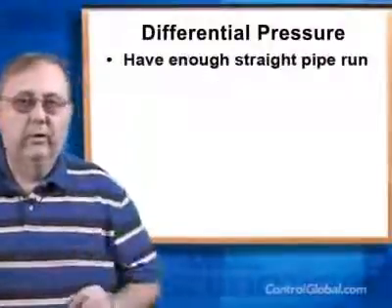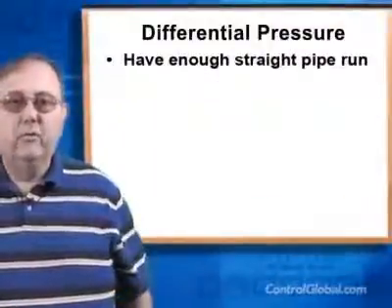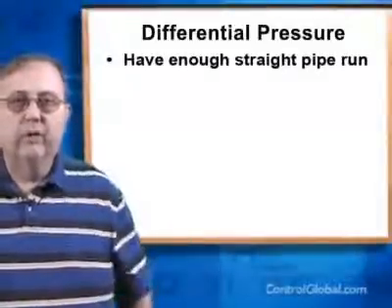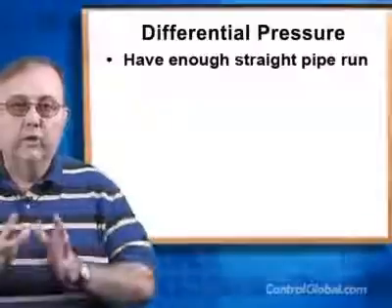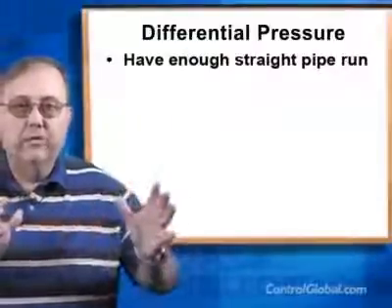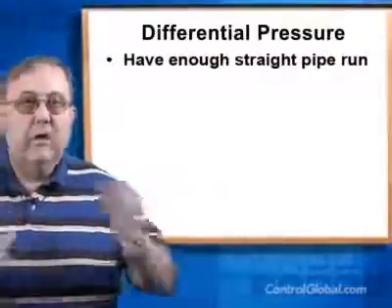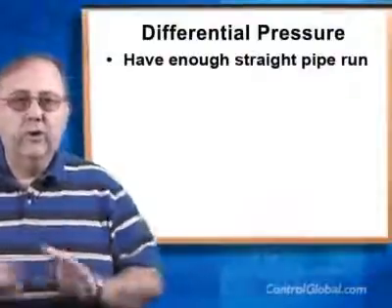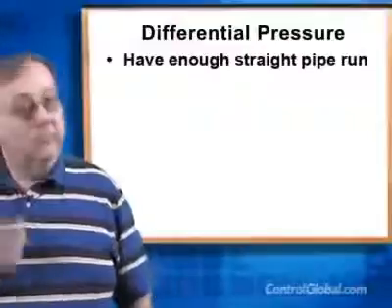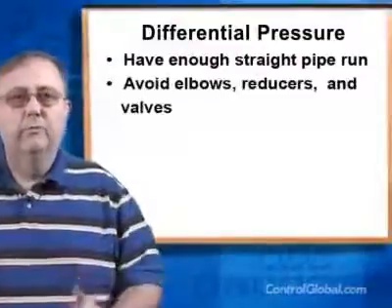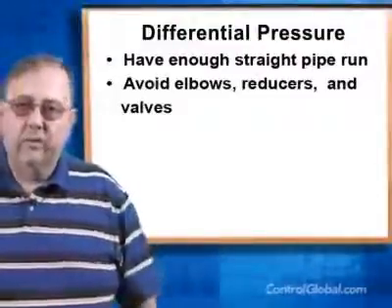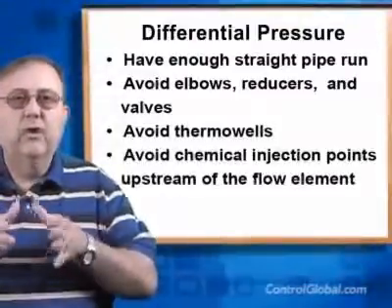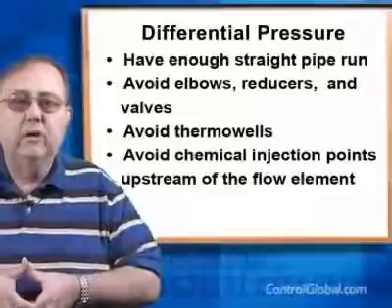Now, very importantly, make sure you have enough straight run upstream and downstream of the flow element to ensure accurate flow readings. The old rule of thumb of 10 diameters upstream and 5 diameters downstream doesn't always work. In the case of spiraling flows, for example, you need 100 diameters upstream if you can get them. Elbows, reducers, and valves increase the amount of run you need. Thermal wells and chemical injection points can also seriously affect the accuracy of the measurement.